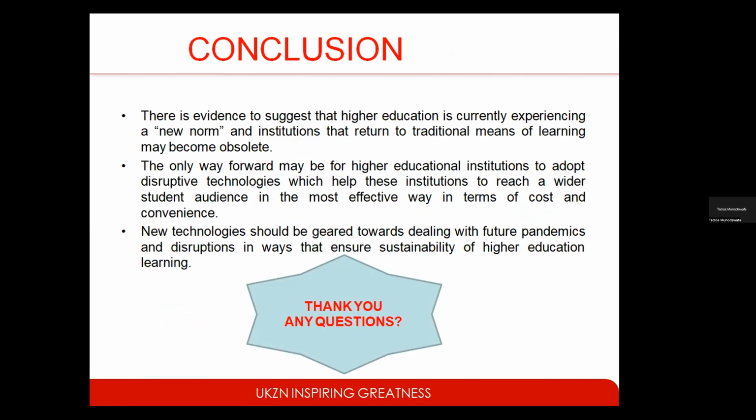In conclusion, there's evidence to suggest that higher education is currently experiencing a new norm, and institutions that return to traditional means of learning may become obsolete. The only way forward may be for higher education institutions to adopt disruptive technologies which help these institutions to reach a wider audience in the most effective way in terms of cost and convenience. New technologies should be geared towards dealing with future pandemics and disruptions in ways that ensure sustainability of higher education learning.